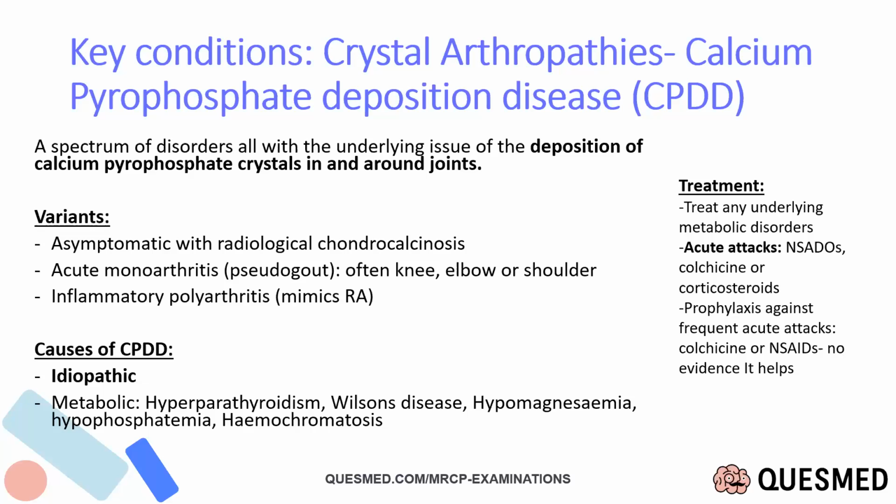And then treatment again is the same as gout, except you don't start allopurinol, so it's just NSAIDs and colchicine, but often they sadly don't work very well. There's no evidence that prophylactic colchicine actually helps either.